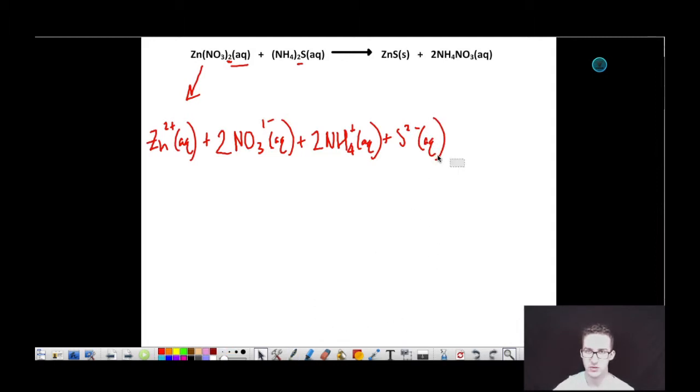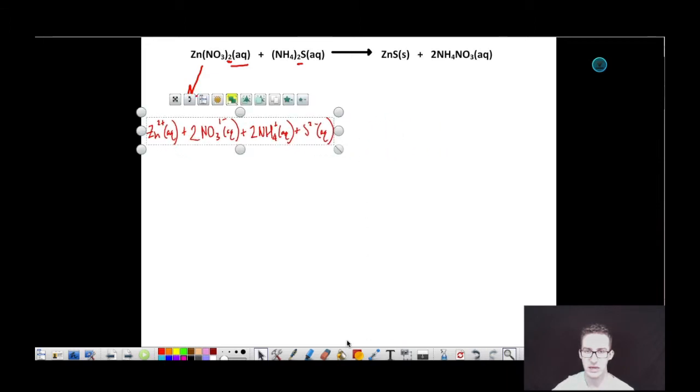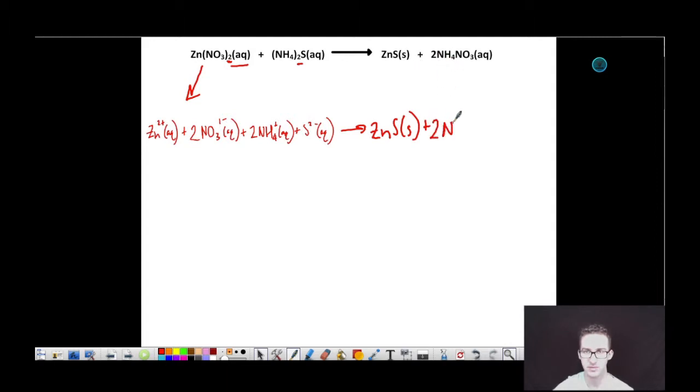I'm going to shrink this down here a little bit. On the product side, we're not going to split apart the zinc sulfide because it's a solid precipitate, but we will split apart the 2 ammonium ions and the 2 nitrate ions.